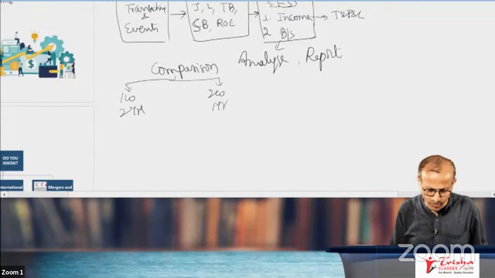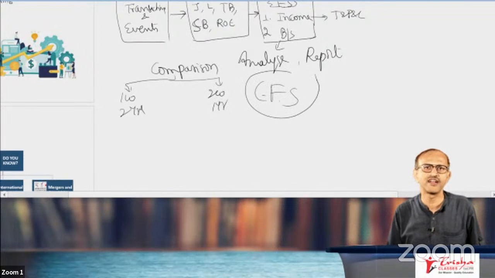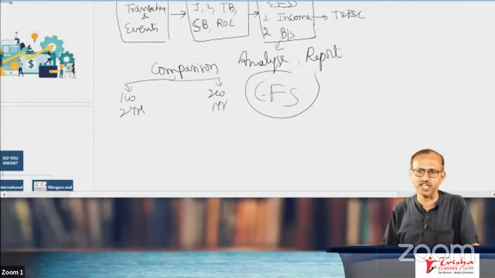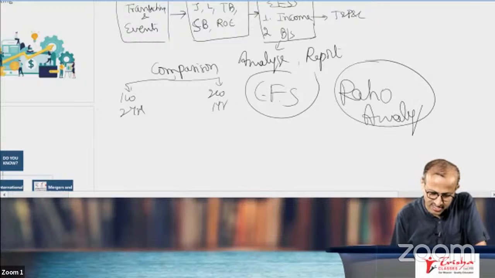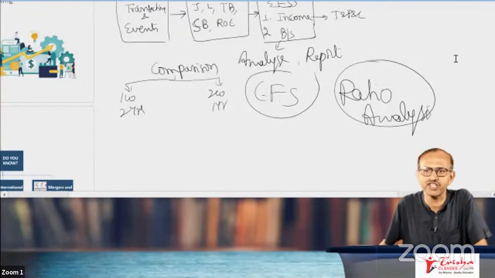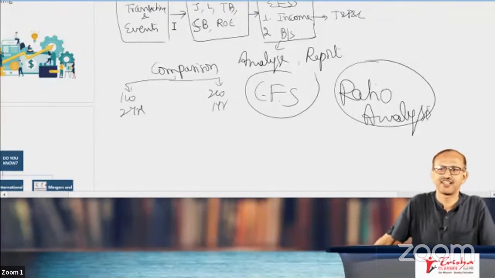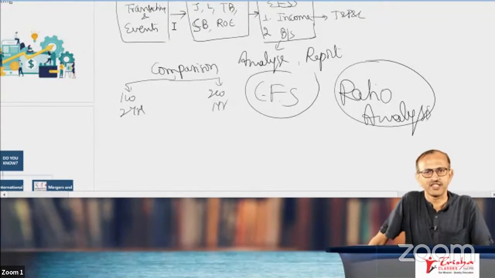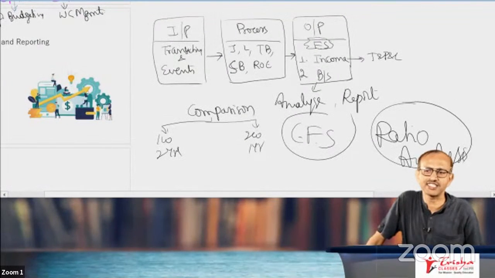In this you do various analyses. One is the cash flow statement, which will come in your accounting. You also do something called ratio analysis. Have you heard of ratio analysis? Was it there in your CA Foundation? Yes, okay. Super. If it is not there, no problem. All right, students, you need to analyze and interpret all this.